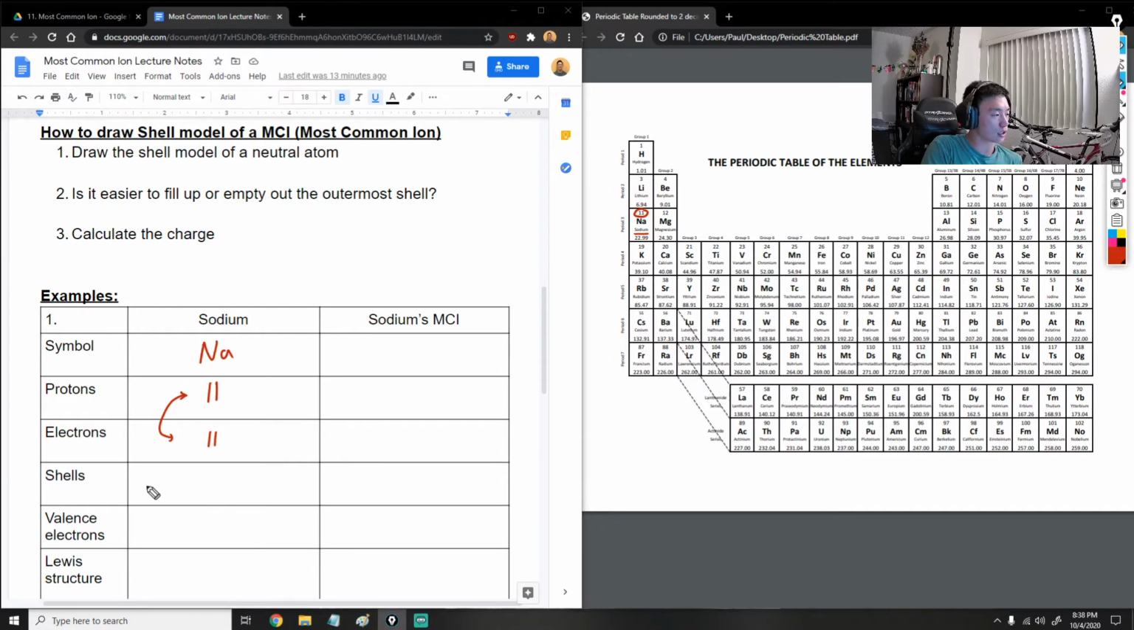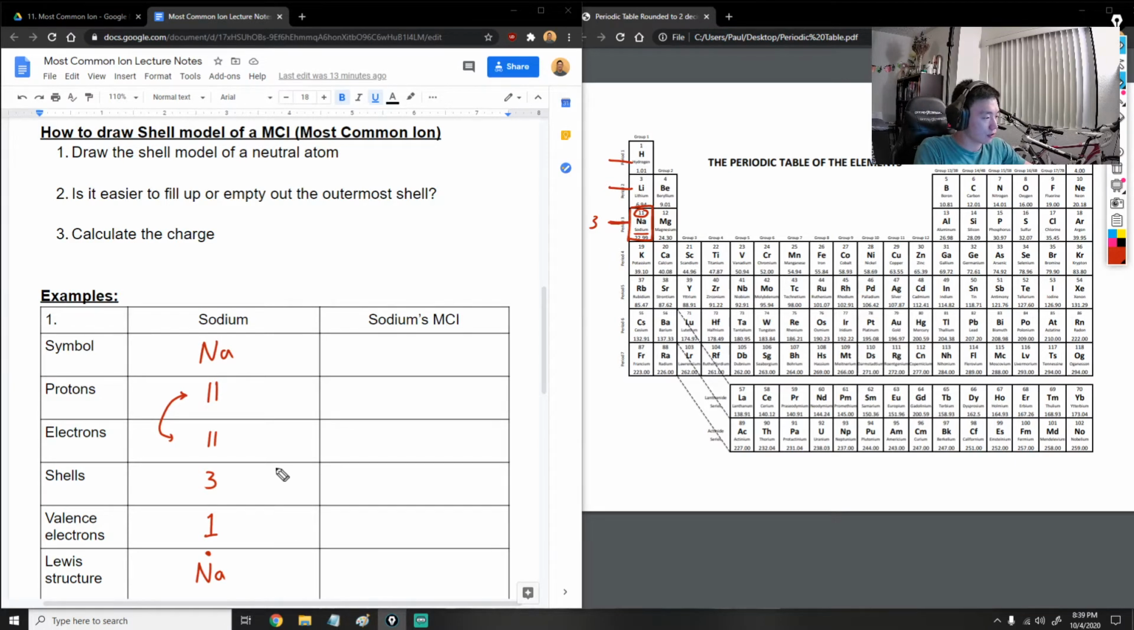For the shells, we need to look at which row it's on. Sodium is on row number 1, 2, 3. It's in the third row, so it's going to have 3 shells. And then for the valence electrons, the way that we figure this out for a neutral atom is we just figure out which box in that row it is. Sodium is the first box in the third row. It's the first box in this row, right? This is row number 3. Since it's the first box, it's going to have 1 valence electron, which means that the Lewis structure is just going to have 1 dot. Okay?